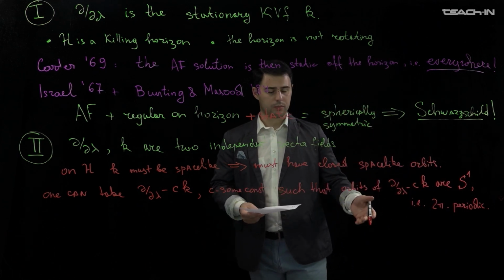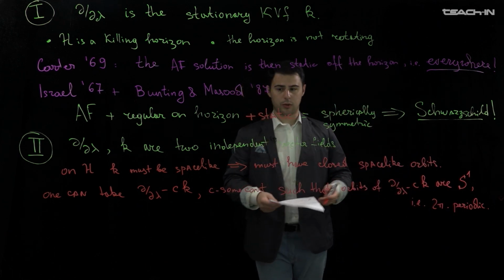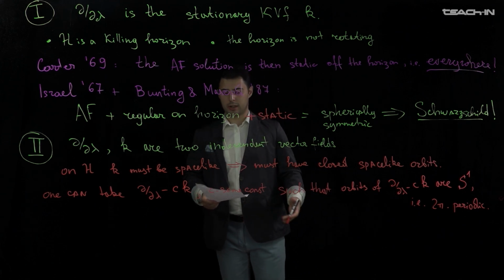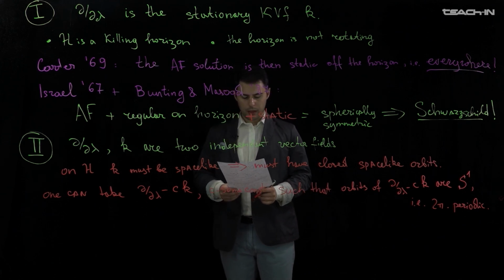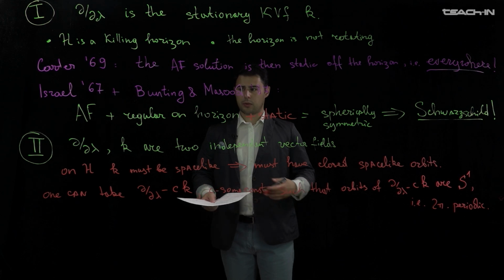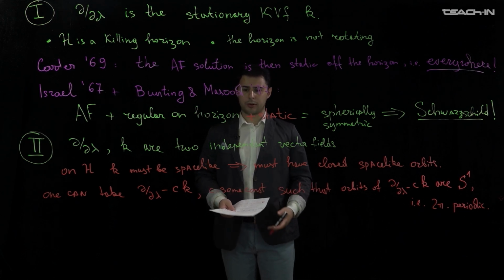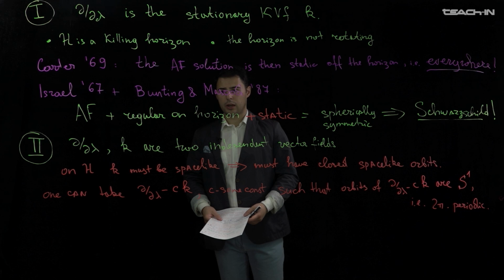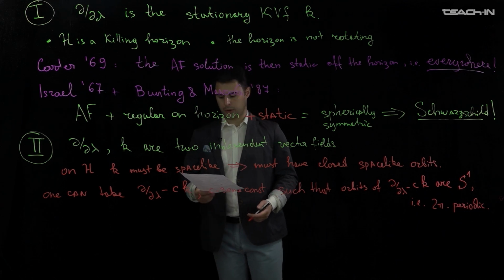Orbits S1, 2π periodic. So, in other words, we have an axis symmetry on the event horizon. Now, we need the Einstein equations, the equations of motion, to progress further. And that's what Hawking does in 1973.